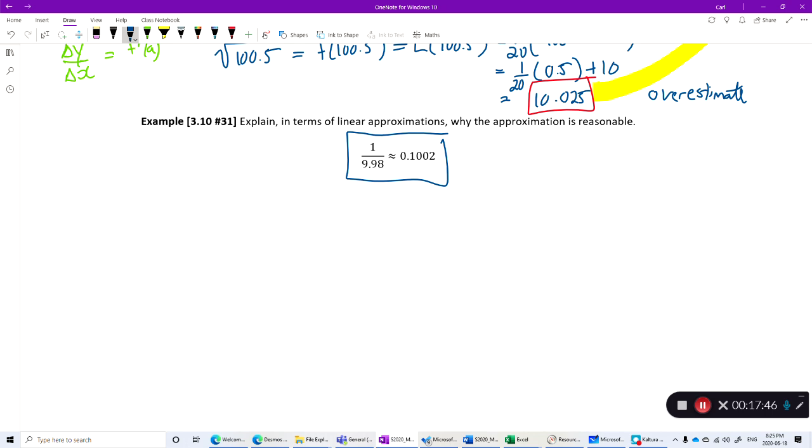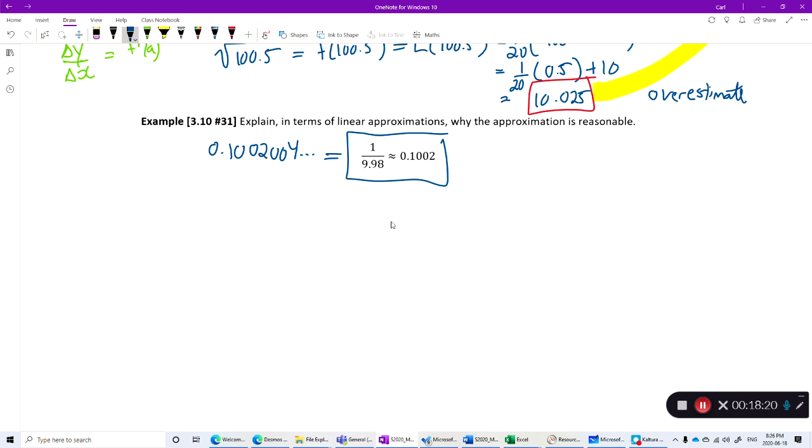Well, what is this even saying? What is that exactly? 1 divided by 9.98. What it is exactly is 0.10020004, and it goes on. So that's pretty close to that. This, if we dropped everything after the fourth decimal point, it would be the same. Now, where did this number even come from? It came from linear approximation.